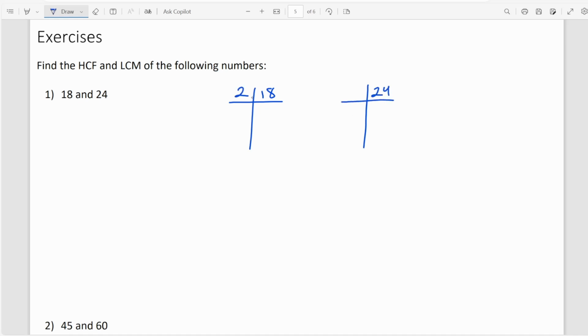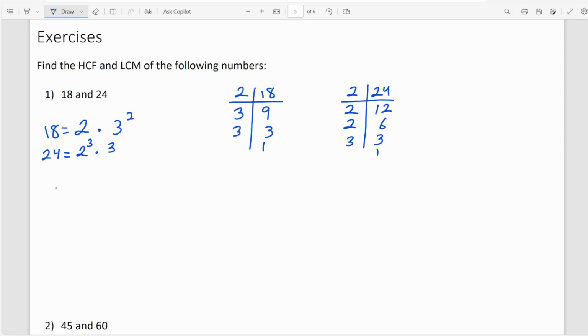So for the 18, divide by 2, we get 9. Divide by 3, we get 3. And divide by 3, we get 1. So 18 is equal to 2 times 3 to the power of 2. As for the 24, divide by 2, we get 12, and by 2 we get 6, by 6, no, we can't divide by 6, it would be wrong, because it's not a prime. By 2 again, because 2 is a prime, so 3, and by 3 we get a 1. So 24 is equal to 2 to the power of 3 times 3, okay?